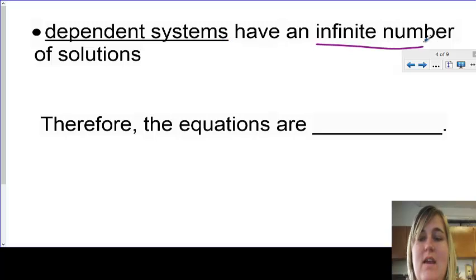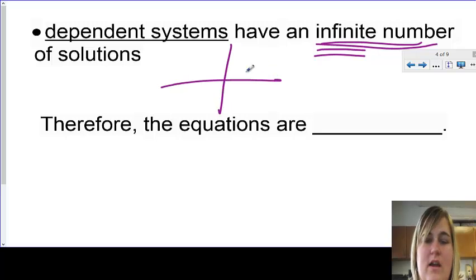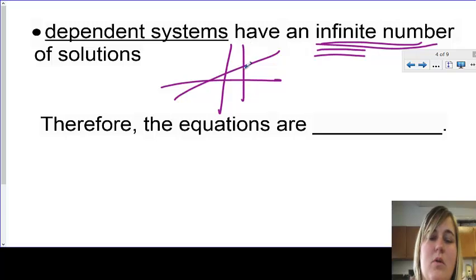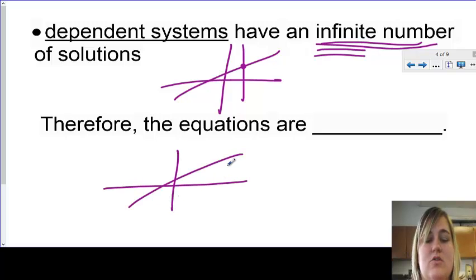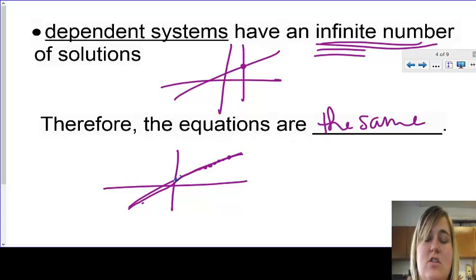Dependent systems have an infinite number of solutions. Therefore, the equations are... if they have an infinite number of solutions, let's graph a line here. So let's say we're talking about this line. Normally, we have a point where they meet, and we say that we have one solution. But if they have an infinite number of solutions, if we're talking about this line, that would mean this is a solution, this, all the way down, everywhere, which means that they must be, therefore, the equations are the same. Okay, so that means that the line is just on top of itself.